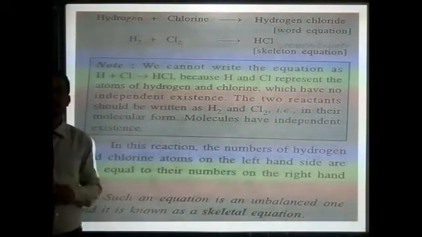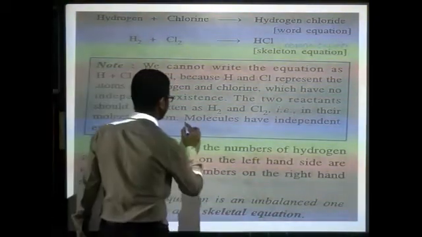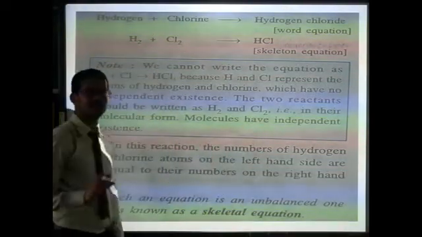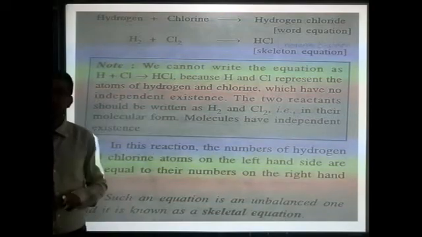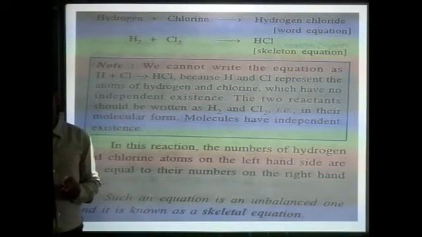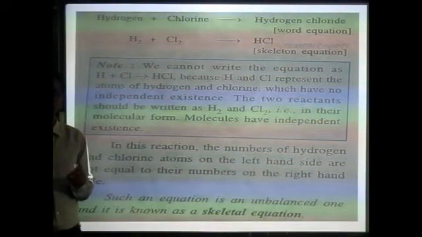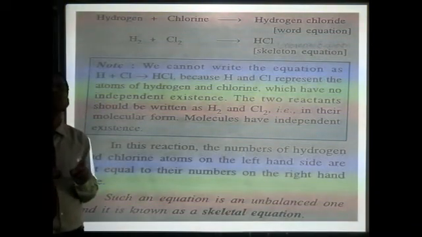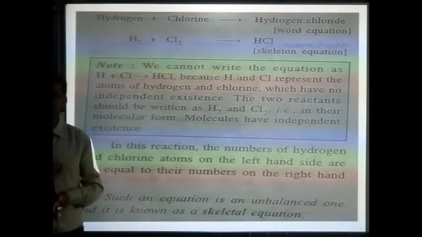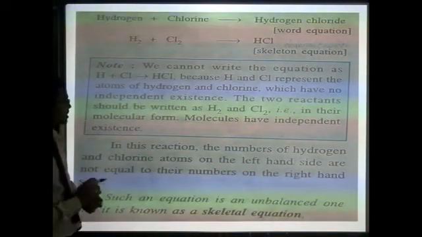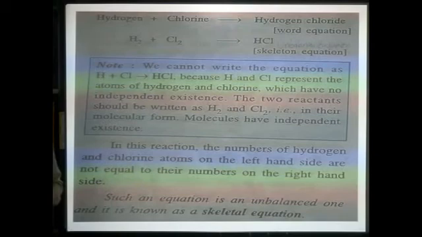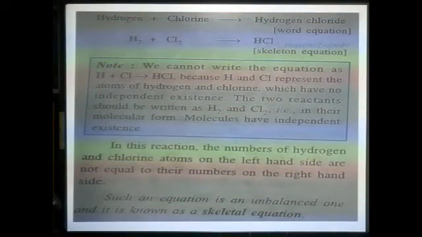So while writing a chemical equation, don't forget this. Molecules have independent existence. That's why we write molecules while writing a chemical equation. Don't write atomic form in a chemical equation, because atoms generally do not exist independently.